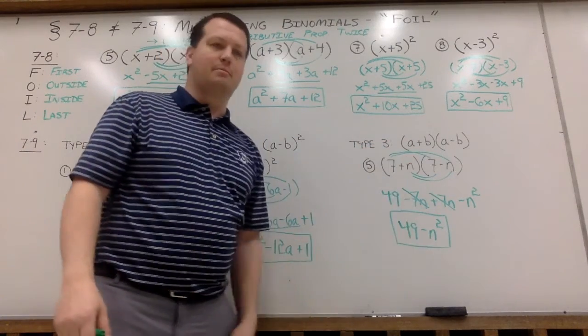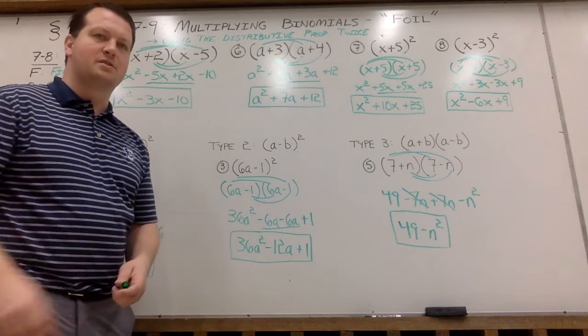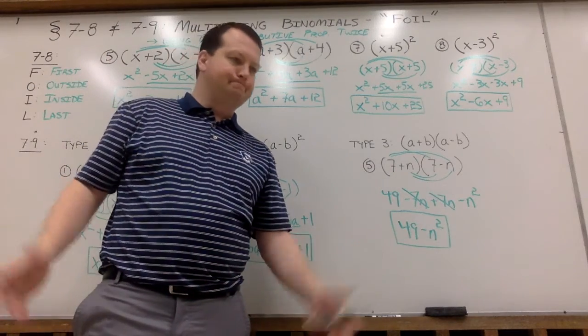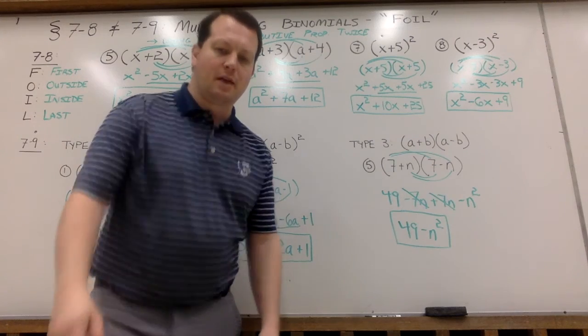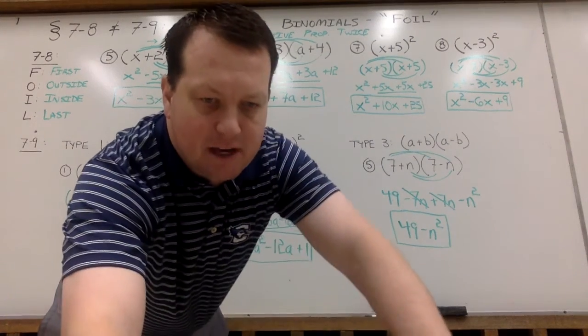It's still the same first, outside, inside, last process. So that's what you're doing today. Get that 4-letter F word FOIL and multiply those binomials out.